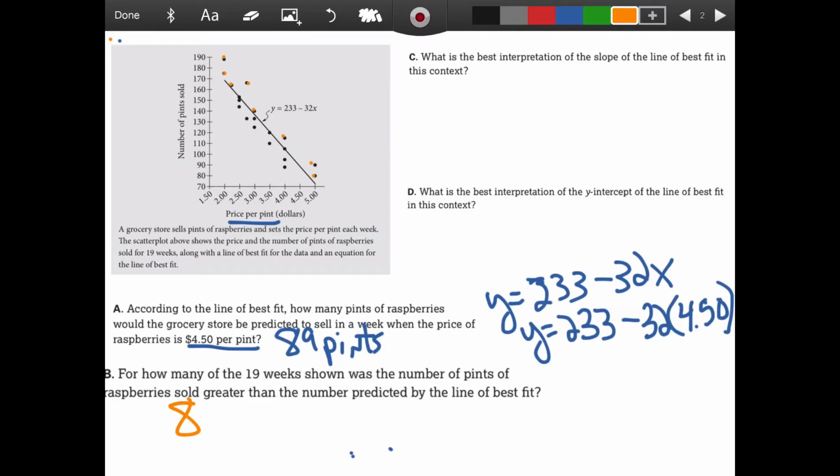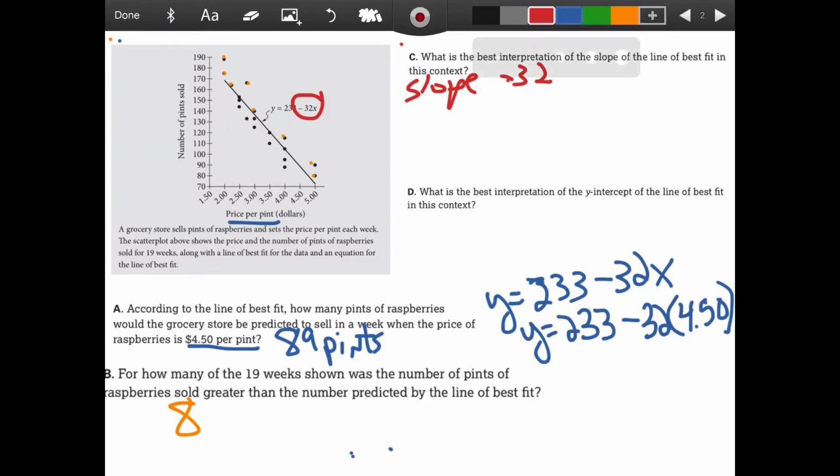Okay. Moving on. Part C. What is the best interpretation of the slope of the line of best fit in this context? On the SAT, this question would be followed by a multiple choice question. The slope of the line of best fit, if we look at y equals mx plus b, is negative 32. And this means that the correct answer would state that each dollar that the price of a pint of raspberries increases, the store is predicted to sell 32 fewer pints of raspberries.